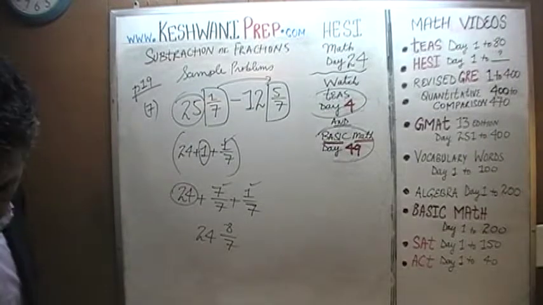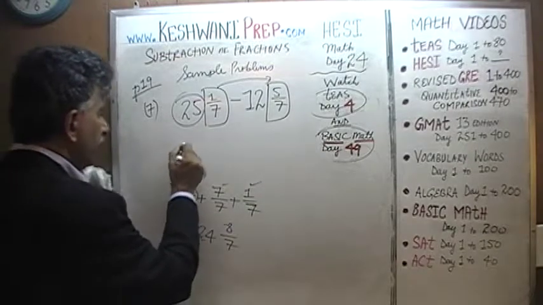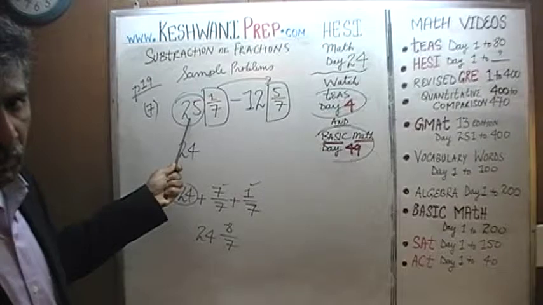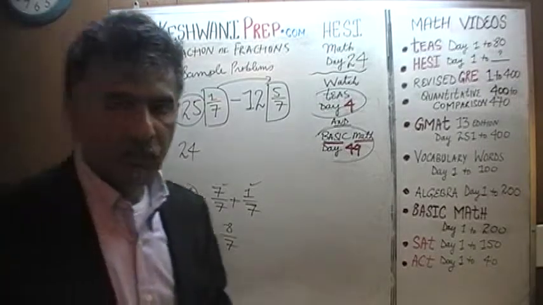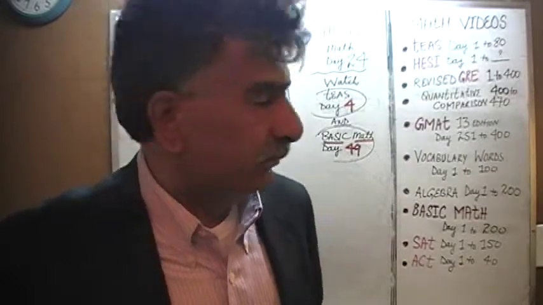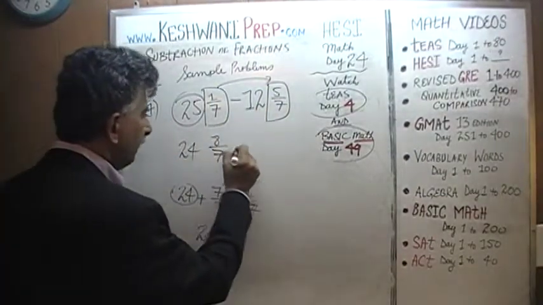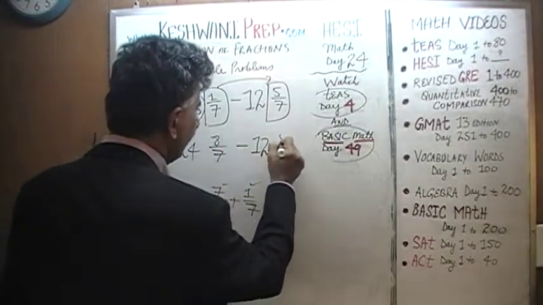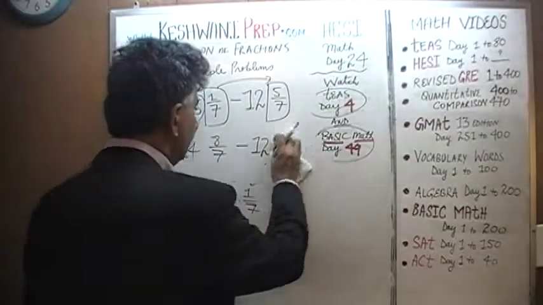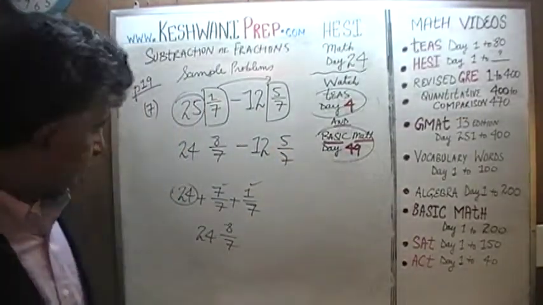So let's do that here. 25 becomes 24. In other words, we borrow a 1 from 25, having realized that 1 is simply 7/7. So now 7/7 plus a 7th is 8/7 minus 12 and 5/7. The rest is very simple, very easy, very straightforward. Let's do it out here.